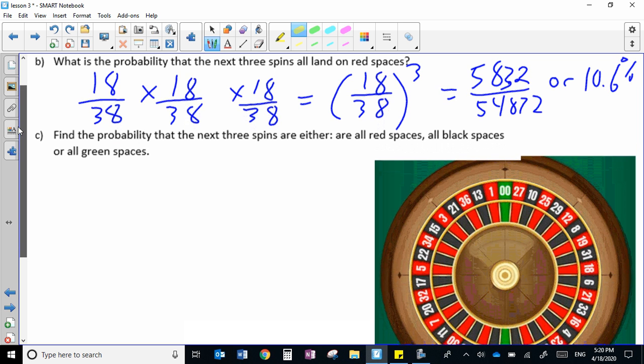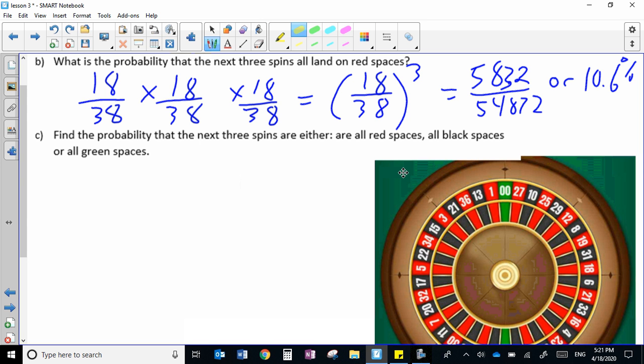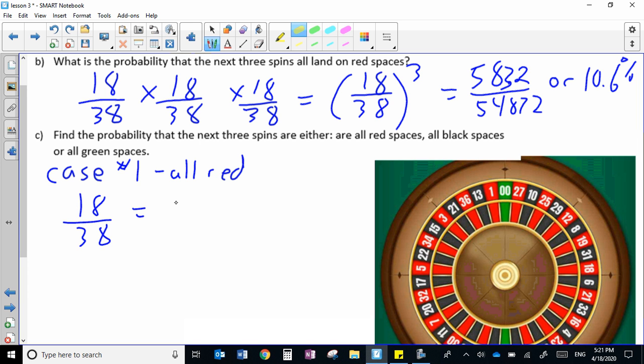Find the probability that the next 3 spins are either all red spaces, all black spaces, or all green spaces. I like to think about this example as being about cases. There are 3 cases that we're happy with, and we can add their probabilities together because they're mutually exclusive. You can't have all 3 red and have all 3 black. You can't have all 3 black and have all 3 green. It can't happen at the same time. So case number 1 is the one from above, which is 18 out of 38 cubed. I should say that that is 9 out of 19.